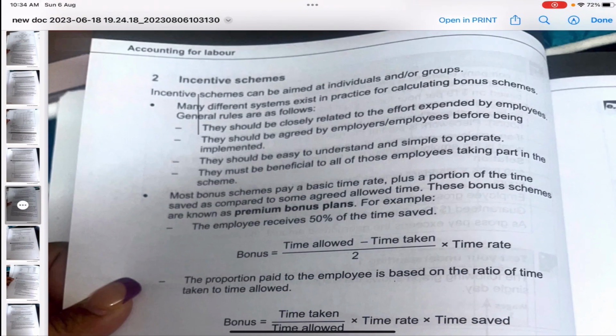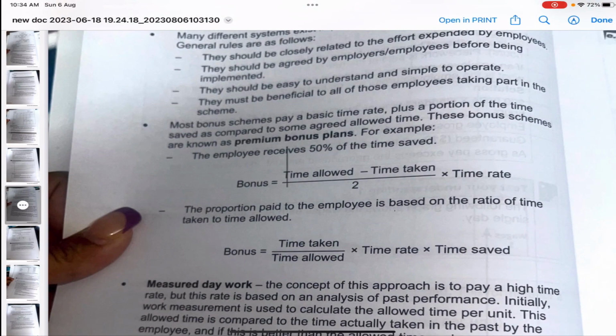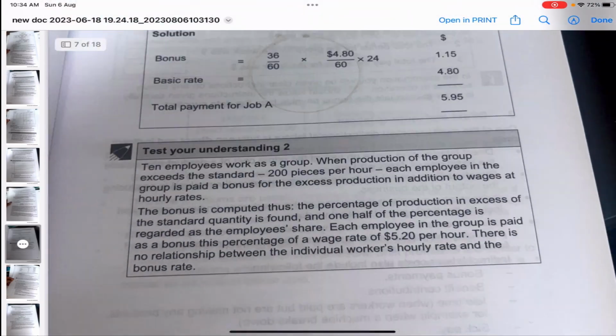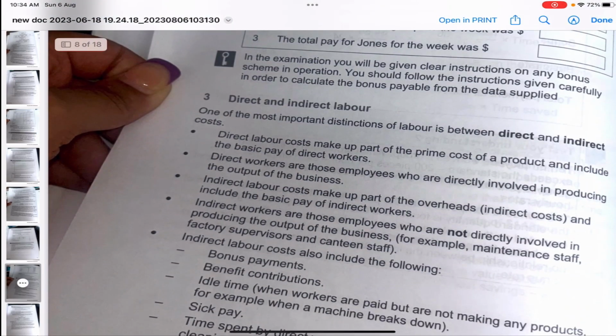We saw what incentive schemes were, and we also saw the formula of bonus. The formula of bonus is time taken upon time allowed, multiplied by time rate and time saved. And then we saw the illustrations.